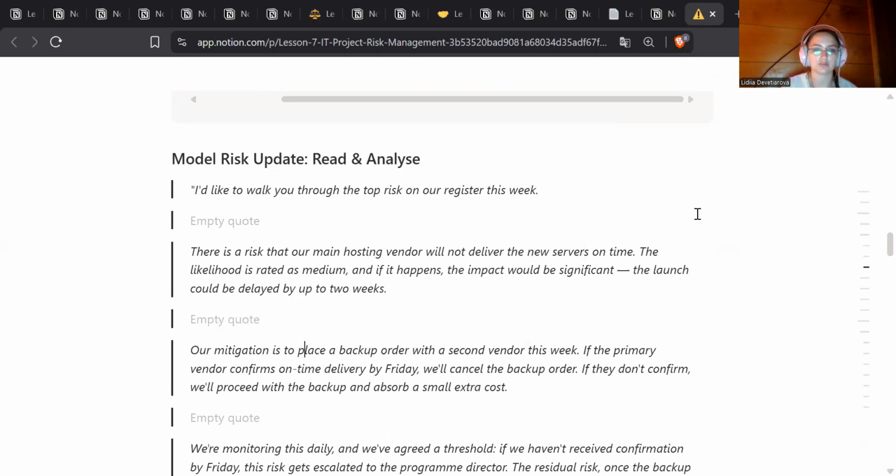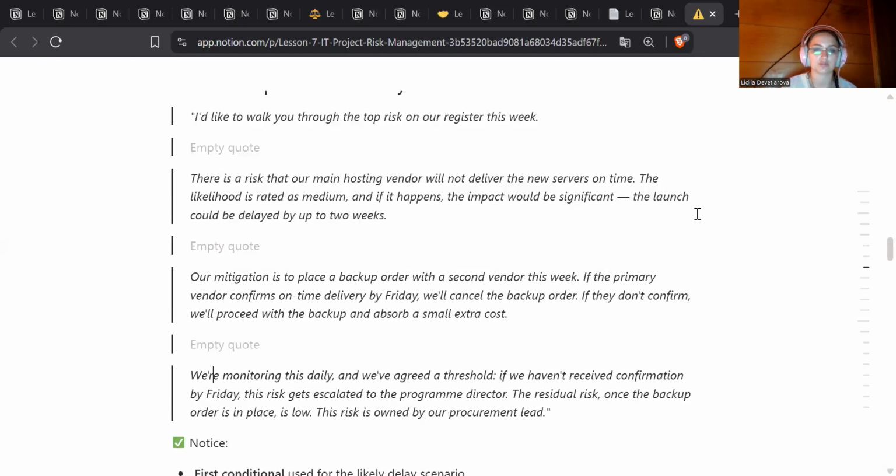Our mitigation is to place a backup order with the second vendor this week. If the primary vendor confirms on time delivery by Friday, we'll cancel the backup order. If they don't confirm, we'll proceed with the backup and absorb the small extra cost. We're monitoring this daily, and we have agreed a threshold. If we haven't received confirmation by Friday, this risk gets escalated to the program director. The residual risk once the backup order is in place is low. This risk is owned by our procurement lead.